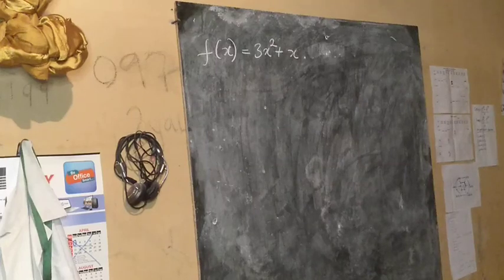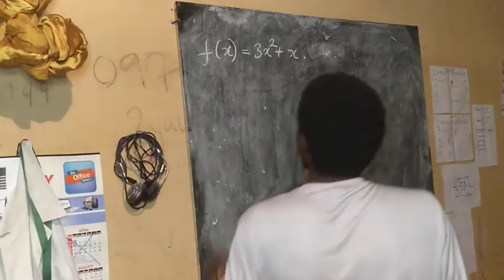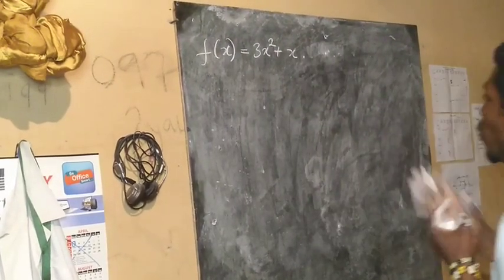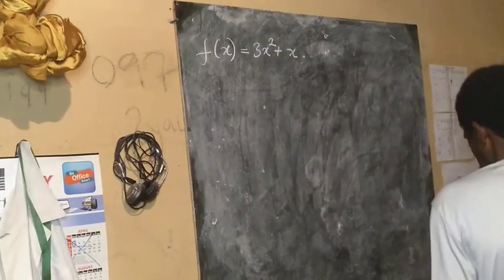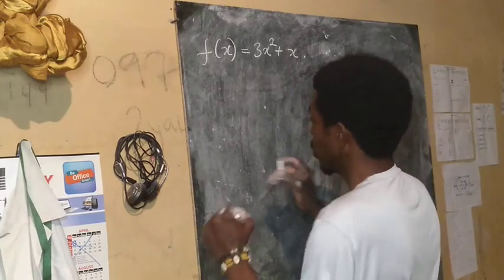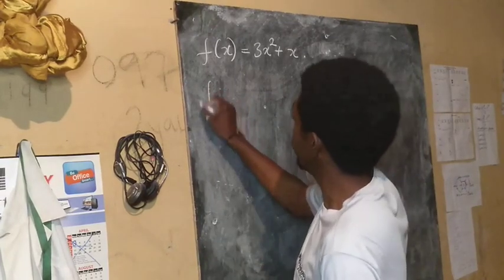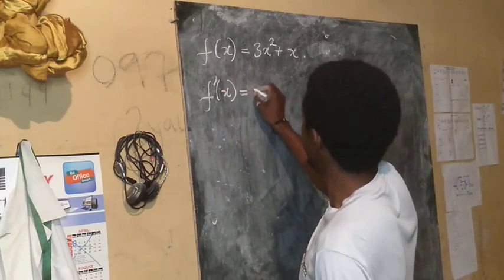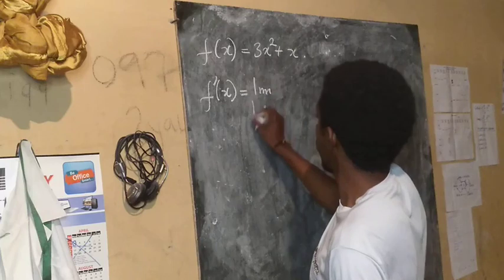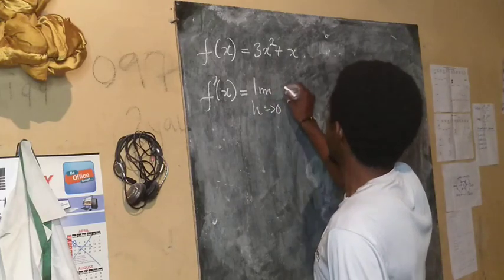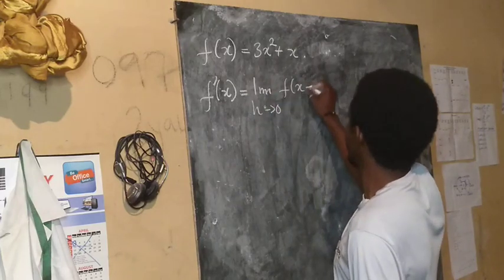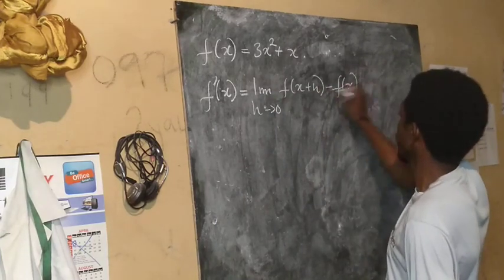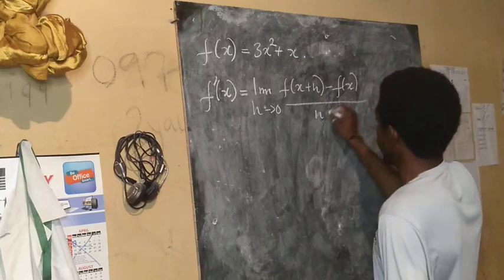So Roman numeral 2, we are solving this function using first principle. What are we going to do to solve this question using first principle? What we'll do is we'll say f prime of x equals the limit when h is approaching 0, then we'll say f of x plus h minus f of x, over h.